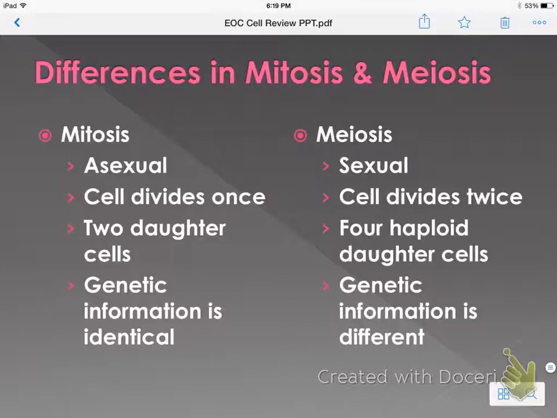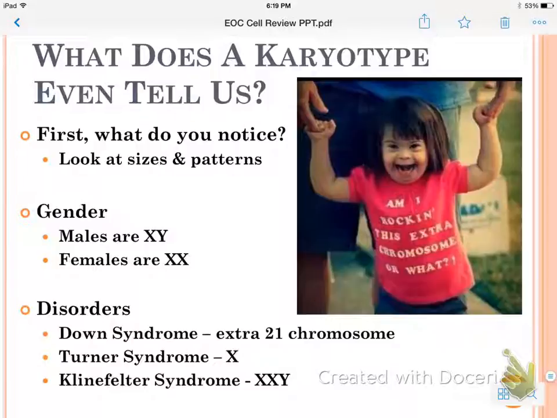So differences between the two. Mitosis is asexual while meiosis is sexual reproduction. The cell divides once versus twice. 2 daughter cells versus 4. And then identical, different. Big, big, big point there.